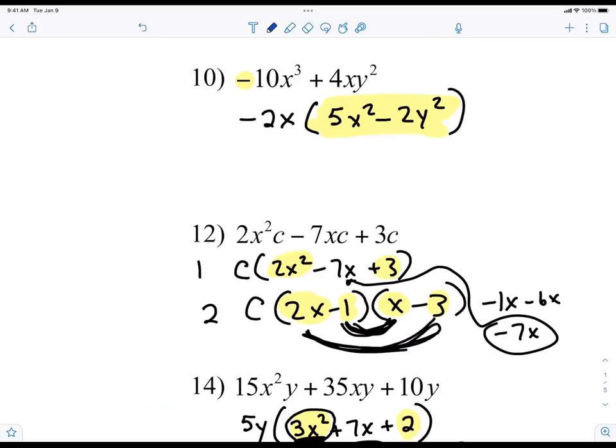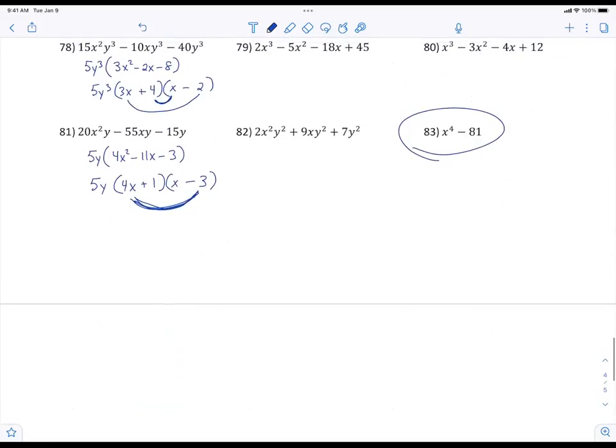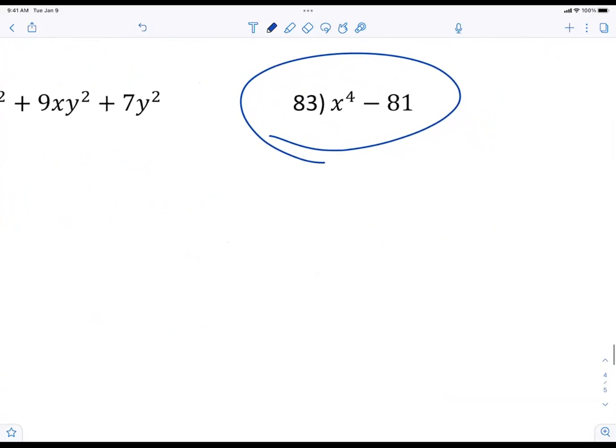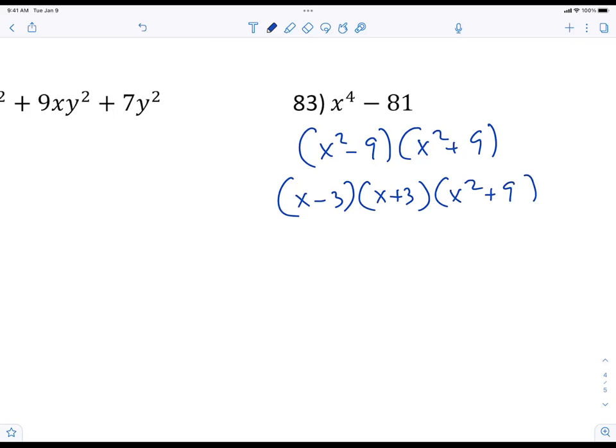Tell me again. 83. All right, let's look at 83 because he tried hard on 83. What do you think? I got x squared minus 9, x squared plus 9, and then minus 9 factors to x minus 3, x plus 3. Yeah, that's it. Very good. Not hard. You have to practice. For number 10, why is it completed?